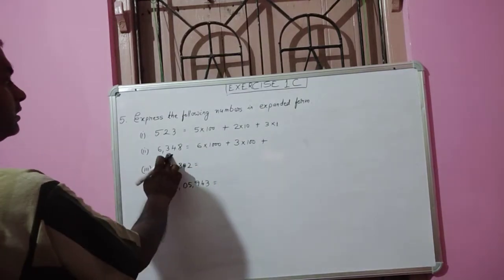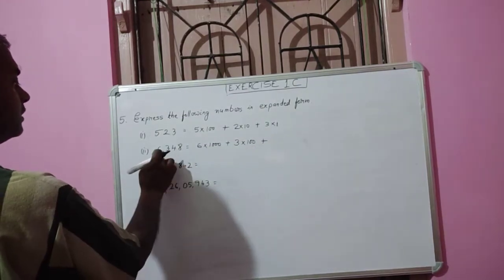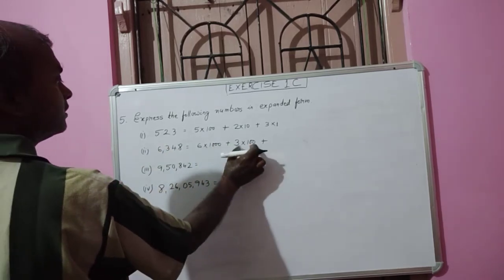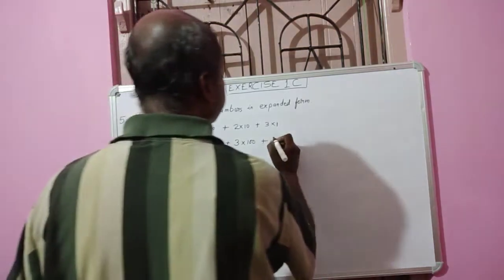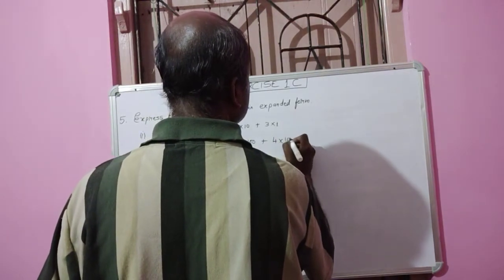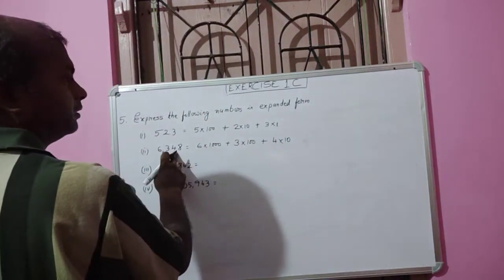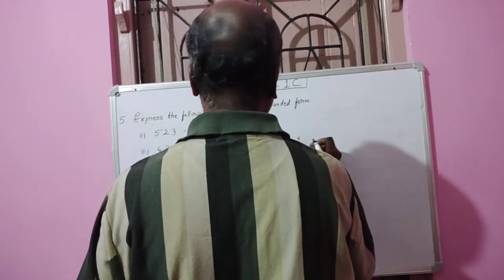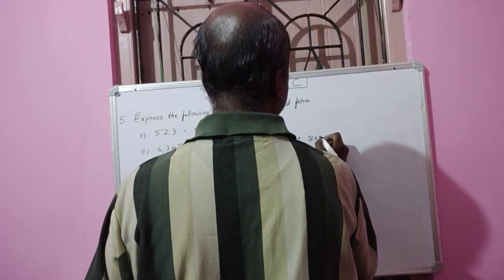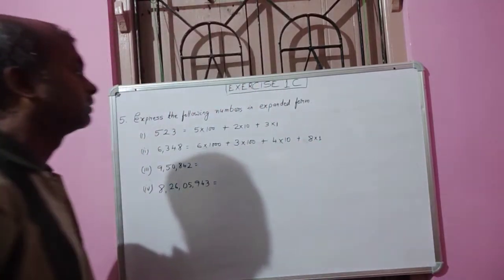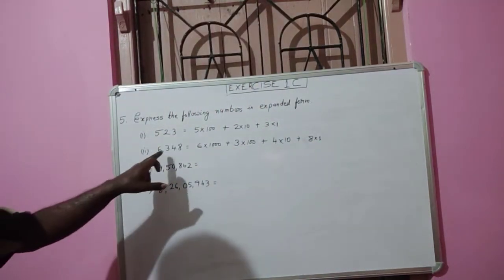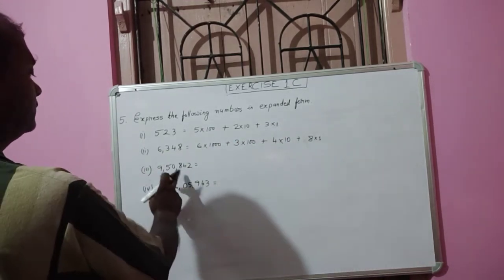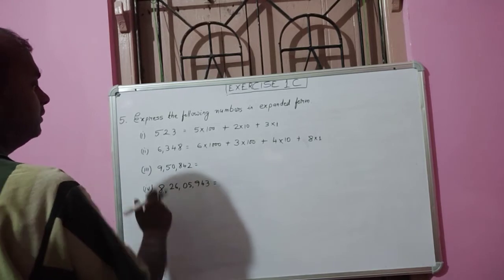Then after each place value give a plus. After the 6 place value you have written, you give a plus sign. After the 3 place value you have written, give a plus sign. Next number is 4. 4 is in tens house, so 4 into 10. Then again a plus sign. 8 is in ones house, so 8 into 1. So this is the number 6348 in expanded form.